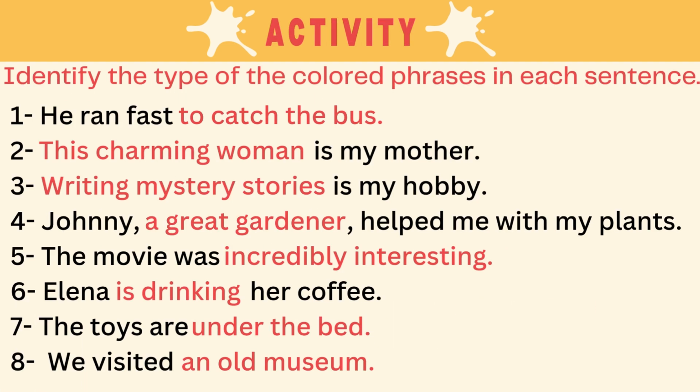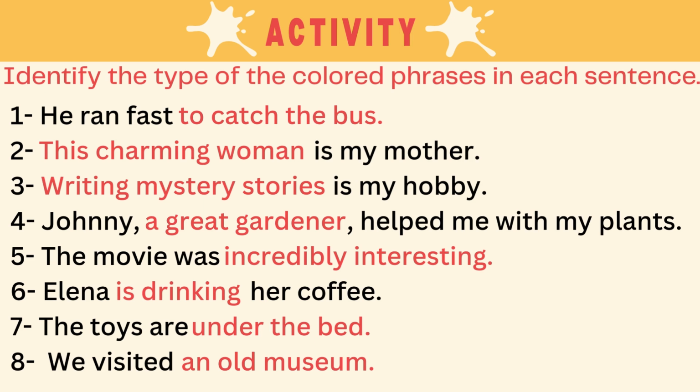Now, after being familiar with each type, it's time for an activity. Identify the type of the colored phrases in each sentence. Let's identify them together. Number 1. He ran fast to catch the bus. To catch the bus has an infinitive. So what type is this phrase? Infinitive phrase. Yes.